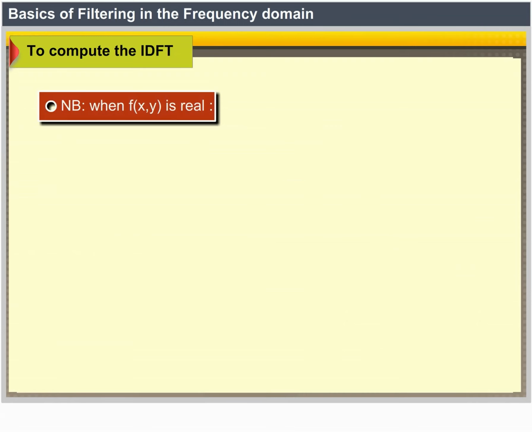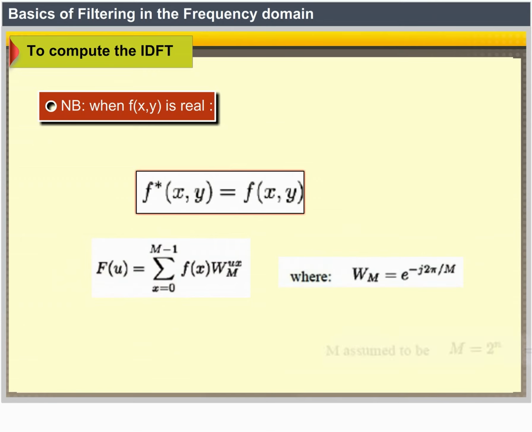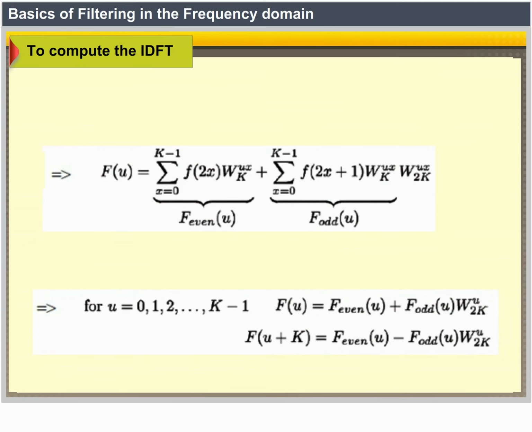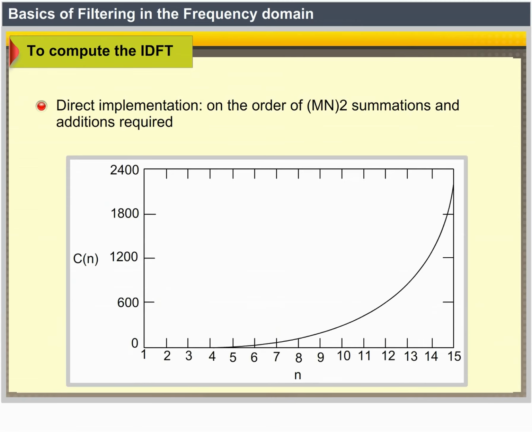Direct implementation requires on the order of (MN) squared summations and additions. FFT implementation, on the order of MN log base 2 of MN. The discrete Fourier transform, DFT, of one variable. Obtaining the DFT from the continuous transform of a sampled function is represented as shown on the screen.